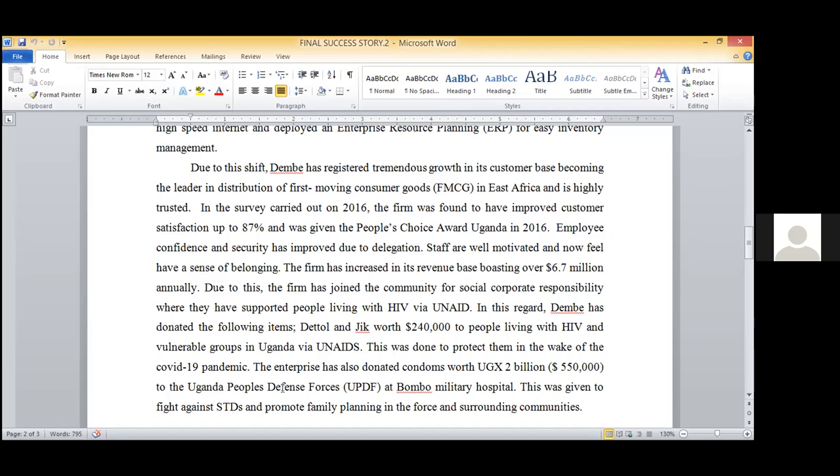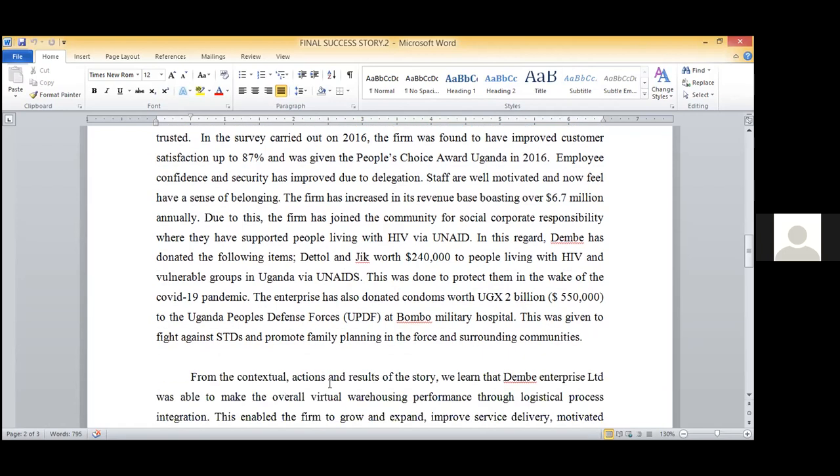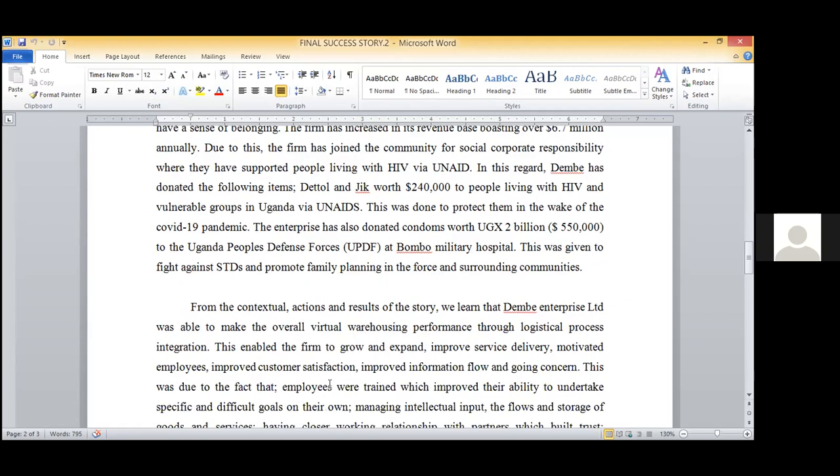The enterprise has also donated condoms worth UGX 2 billion to the Uganda People's Defense Forces and at the Bombo Military Hospital. This was given to fight against STDs and promote family planning in the force and surrounding communities.